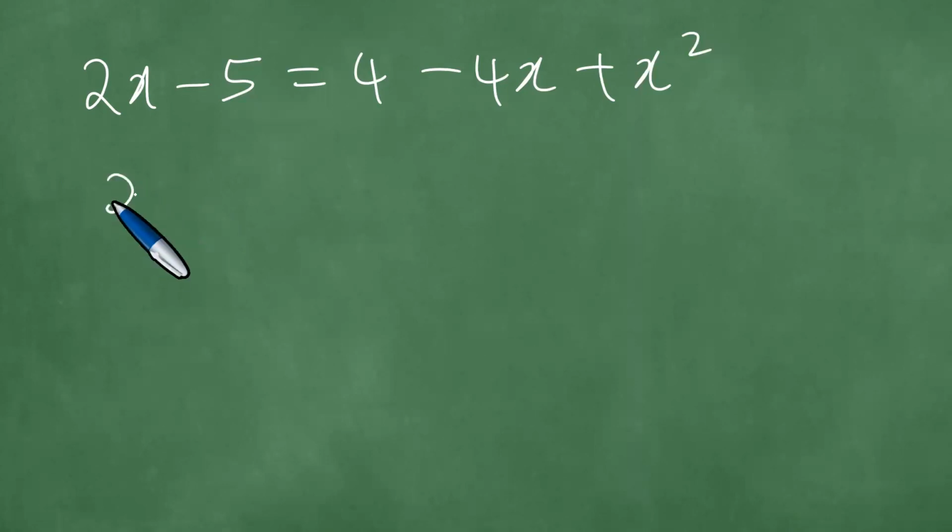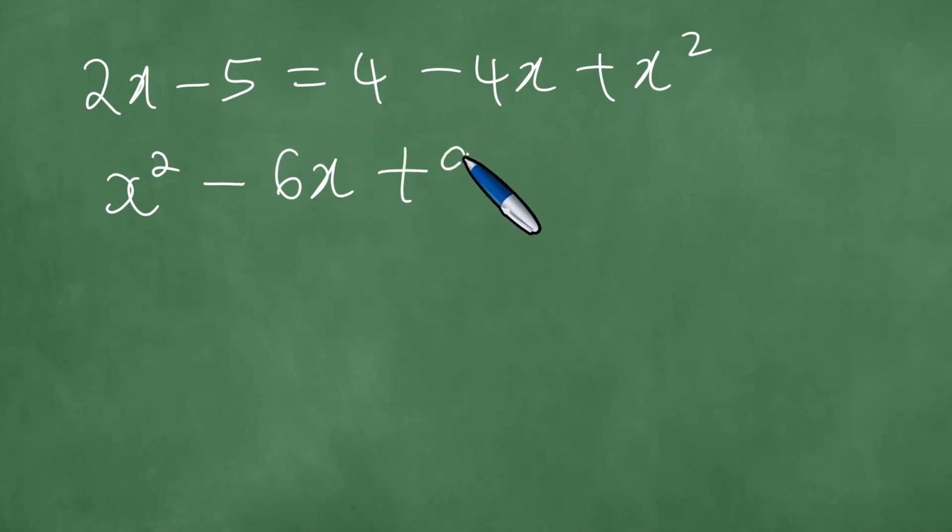Right, so which means we have x squared, then we have minus 4x minus 2x, which is minus 6x, then we have 4 plus 5, which is a 9. What are the factors of this? To get 3 and 3. 3 and 3, well done.